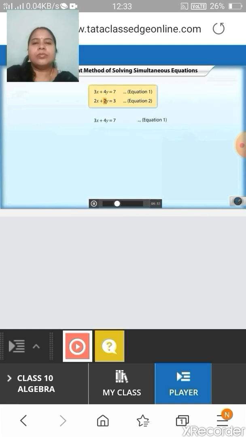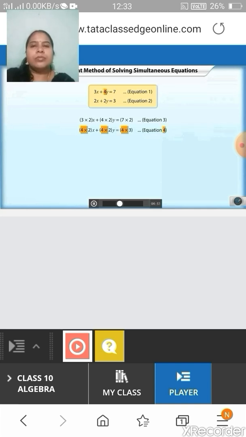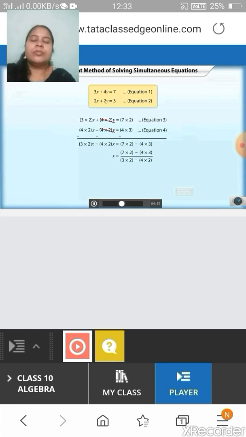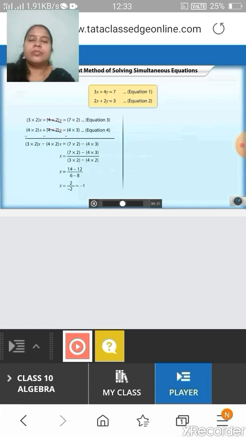For this purpose, we multiply equation 1 by the coefficient of y in equation 2. Let us call this equation 3. Likewise, we multiply equation 2 by the coefficient of y from equation 1. Let's call this equation 4. Now, subtracting these two equations, the y terms get cancelled out, thereby giving us the value of x. In a similar manner, we can solve for y by eliminating the x terms.